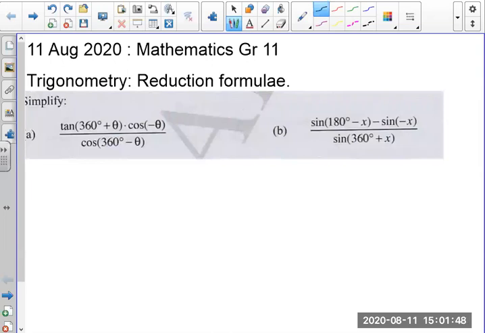So the first one, I gave you tan(360 plus theta) times cos(minus theta) over cos(360 minus theta). And I'm asking you to simplify.